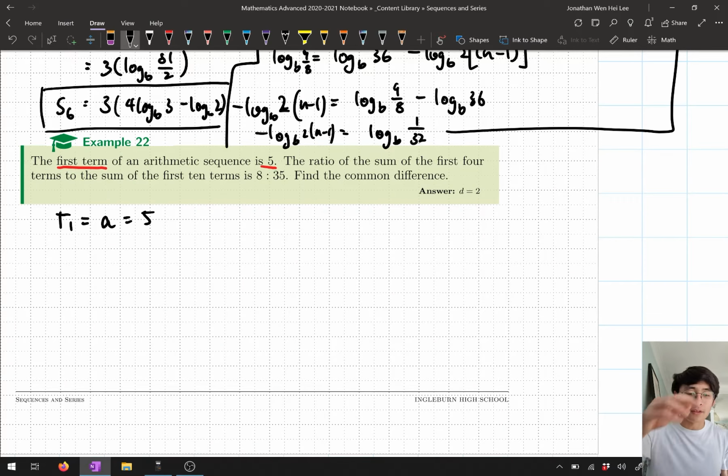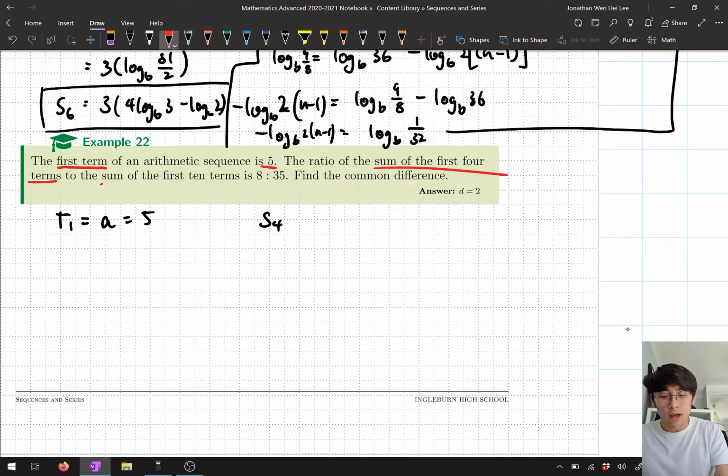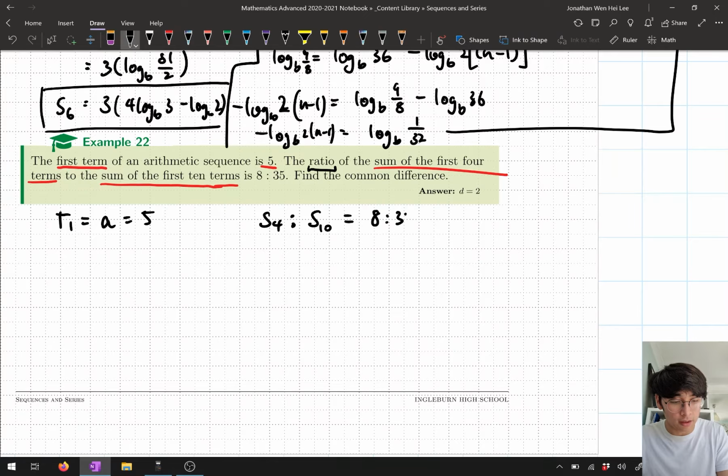Now, the ratio of the sum of the first four terms, how do we write that? We write that as S4, to the sum of our first 10 terms, which is S10. And what they tell me here is that the ratio of these two is equal to 8 to 35. That's what this question tells me. Using that information, we want to figure out the common difference.